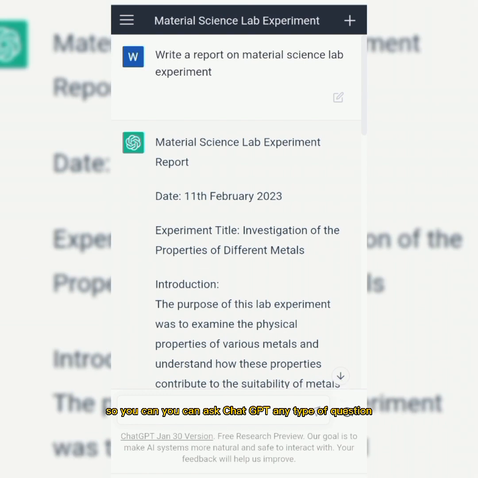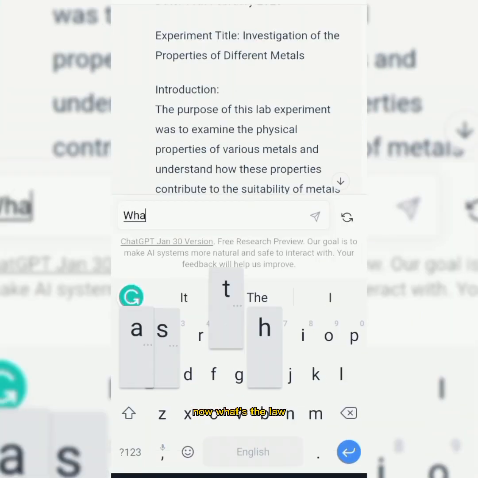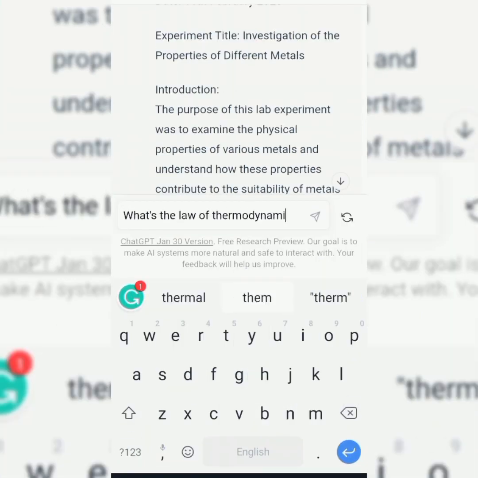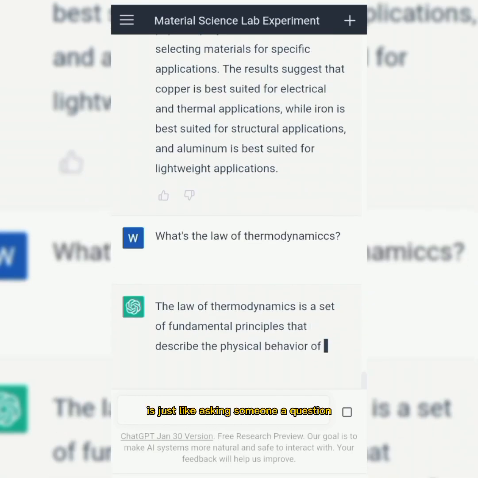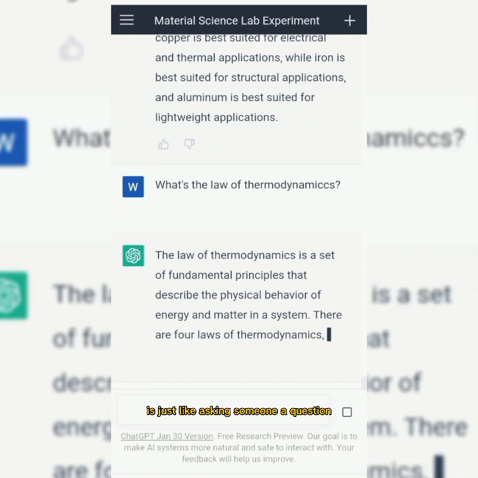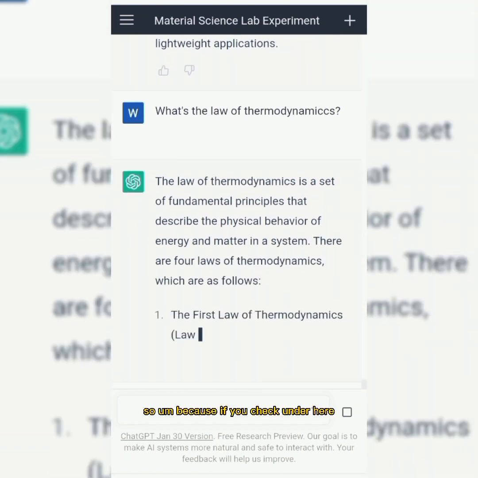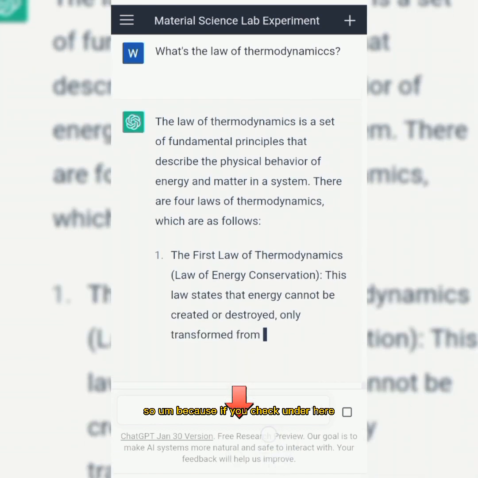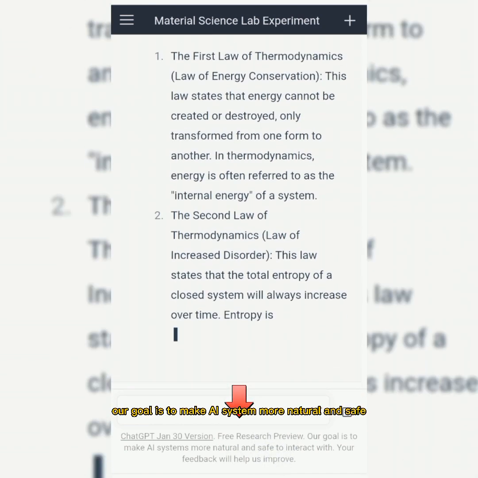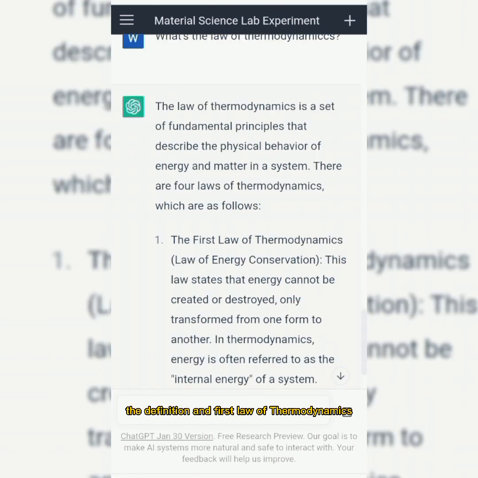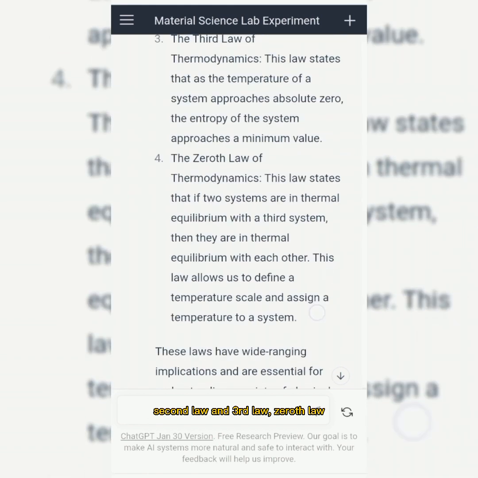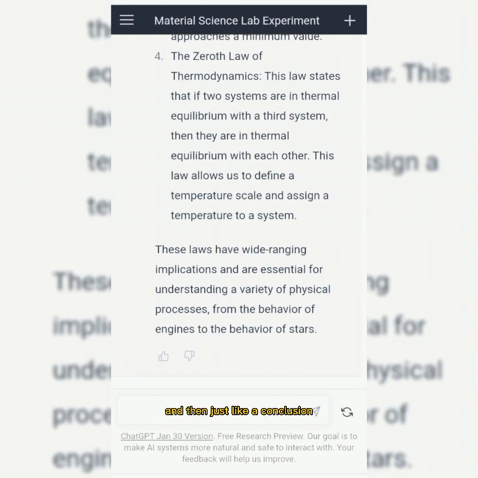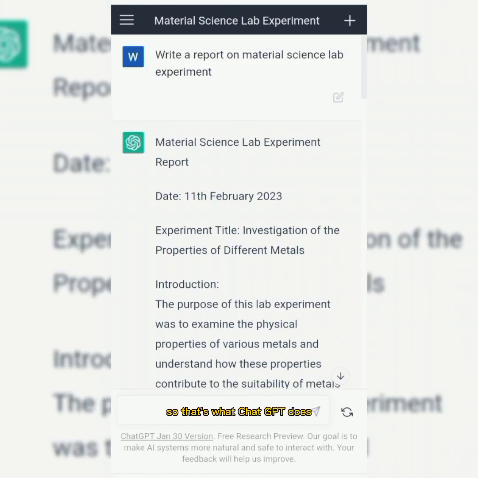So you can ask ChatGPT any type of question. Now, what's the law? I might not actually structure this question very well, but it's just like asking someone a question. Underneath here, you can see the definition, then the first law of thermodynamics, second law, the third law, the zeroth law, and then just like a conclusion. So that's what ChatGPT does.